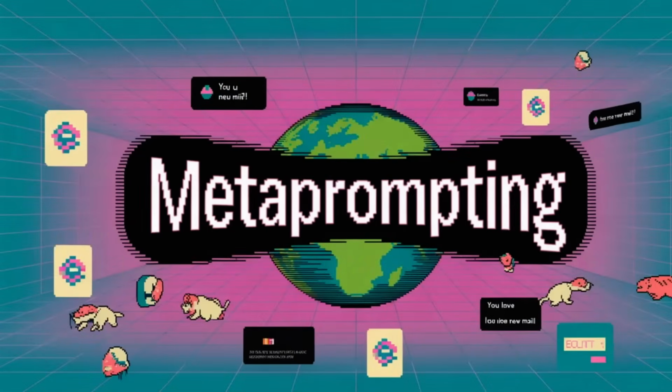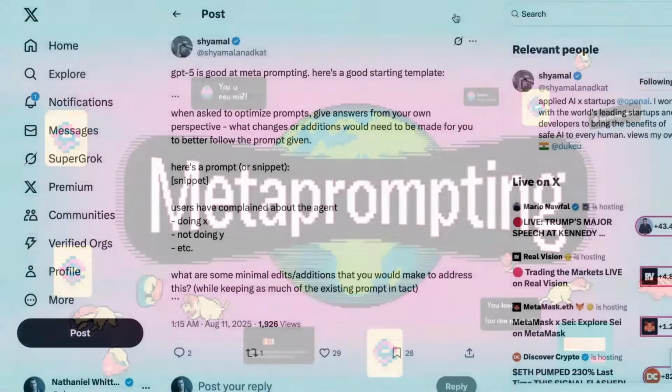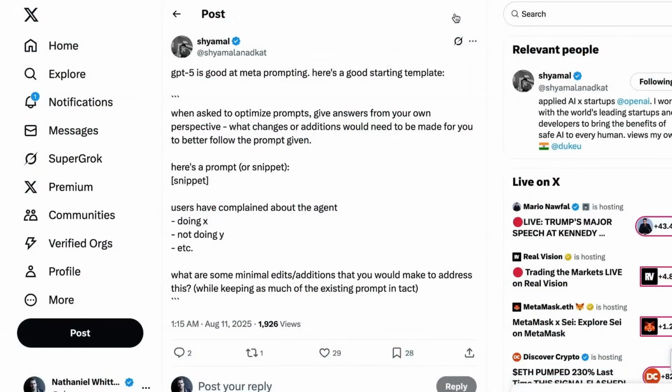And I think this leads nicely into the next and our last actual foundational technique, which is metaprompting. And this is something that I've seen lots of folks talk about. Shyam again from OpenAI writes, GPT-5 is good at metaprompting. Here's a good starting template. When asked to optimize prompts, give answers from your own perspective. What changes or additions would need to be made for you to better follow the prompt given?